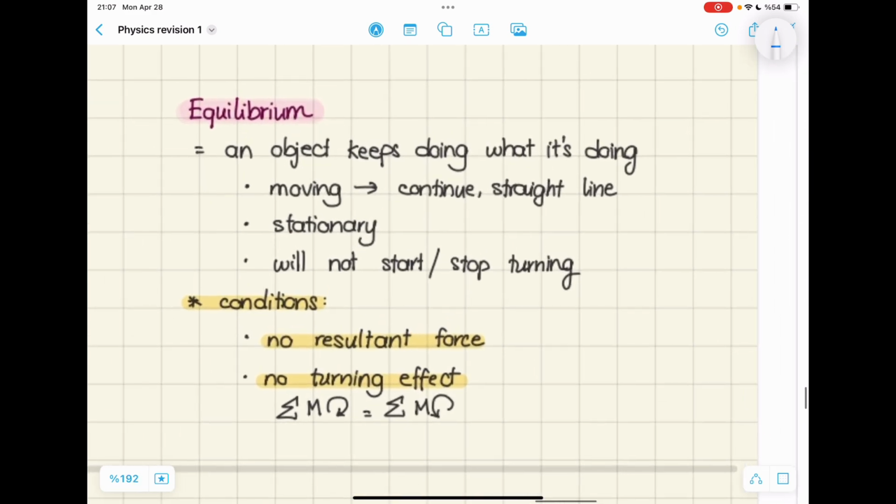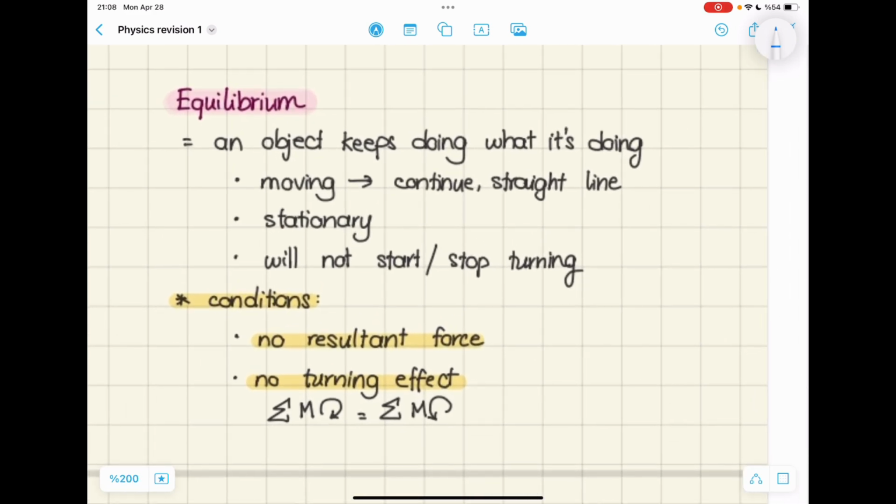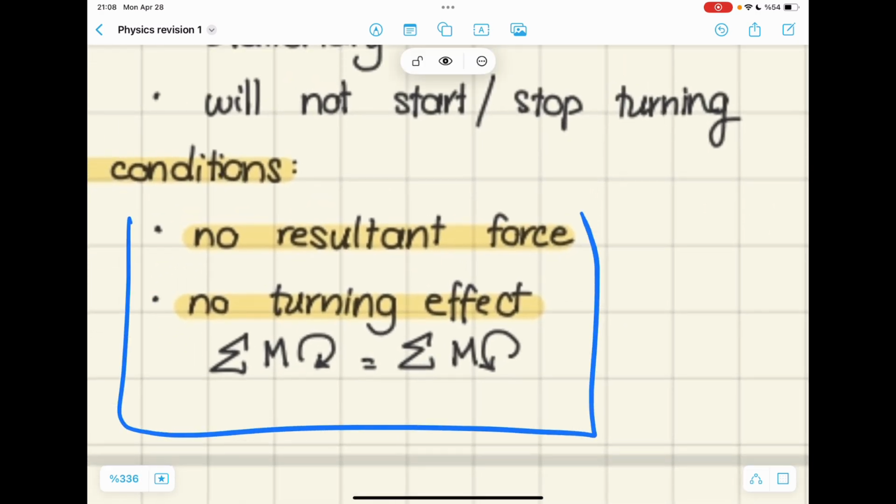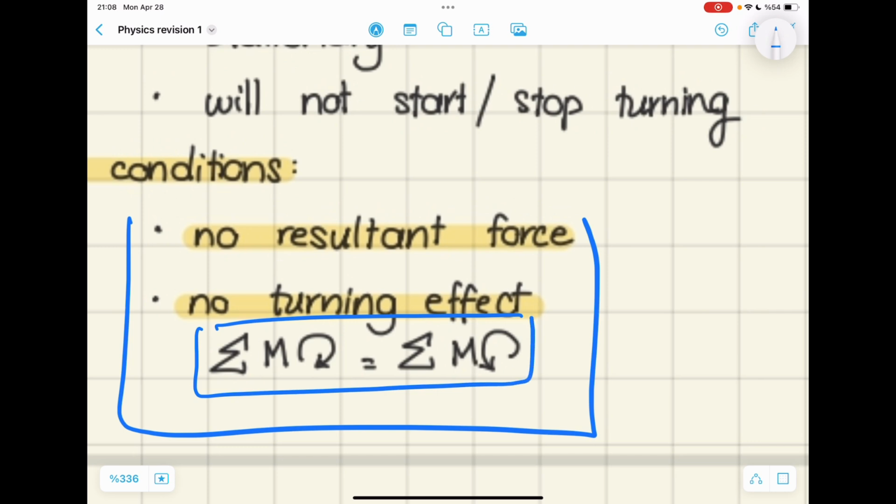Equilibrium. An object keeps doing what it's doing. So it's in a balance, equilibrium or balance. If it's moving, it will continue in a straight line. If it's stationary or non-moving, it's going to continue like this. It will not stop turning. Conditions: no resultant force and no turning effect. Very important. This is the principle that I was talking about. But also no resultant force. So resultant force R will be 0.